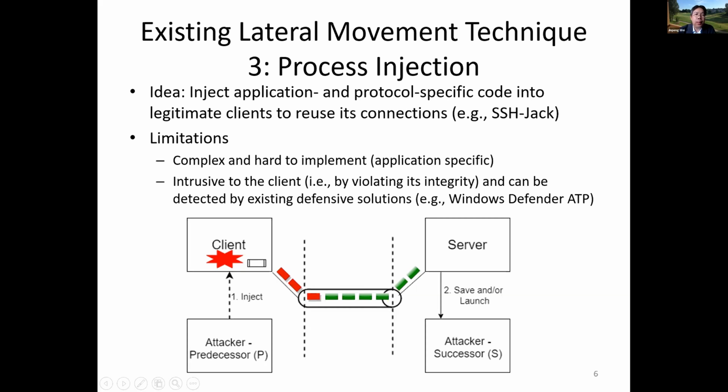This technique also has some limitations. First, it is very complex and very hard to implement, because how do you guarantee the code will run properly inside another process? This requires some knowledge, for example, of where the location of the socket variable is in that foreign process. This actually requires a lot of reverse engineering and a lot of effort, so it's hard to get it right. Also, it is easy to detect because it violates the integrity of the client program, so it's also not very stealthy.